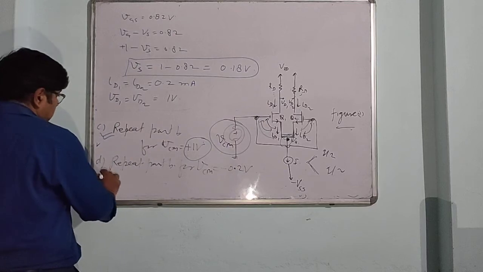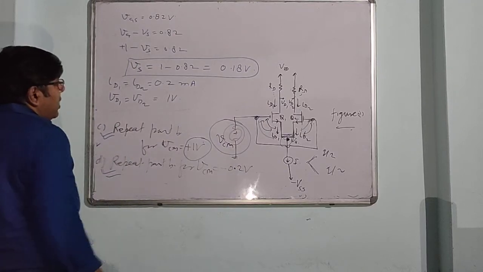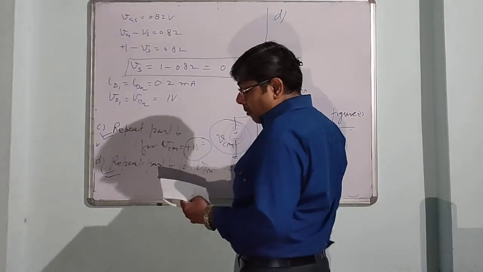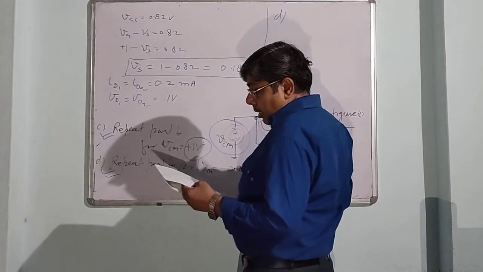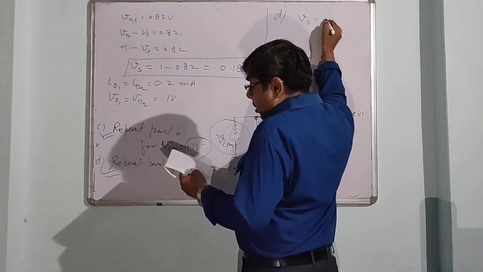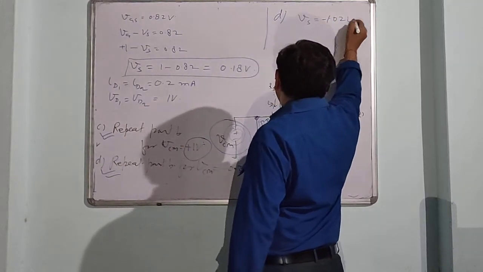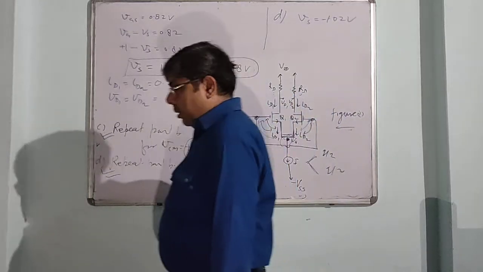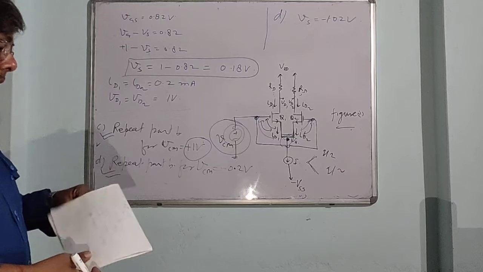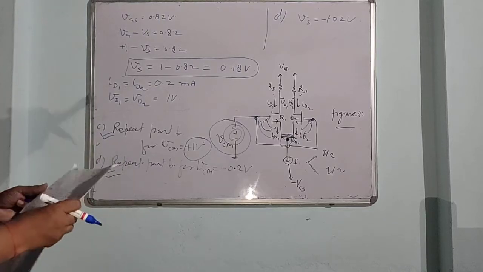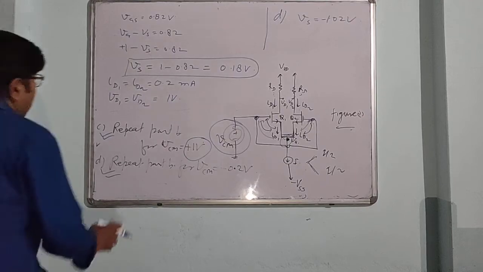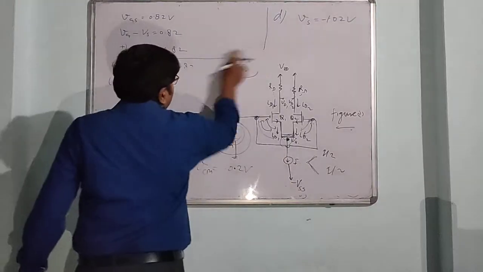Similarly, in the next part we can calculate; all other things are the same. In the next part we have only one thing different, that is Vs, and in this part Vs comes out to be minus 1.02. All other things are the same. So this is the part of this problem. A few more parts are there in this problem.